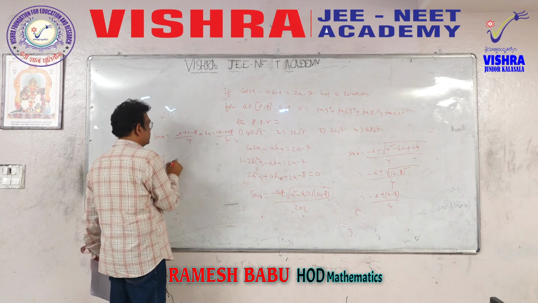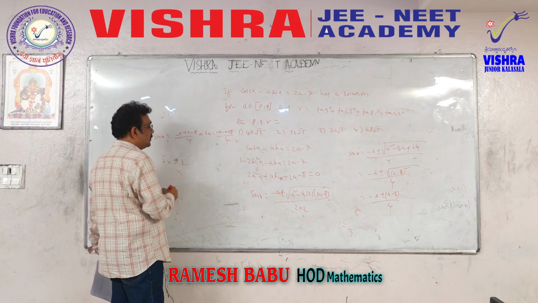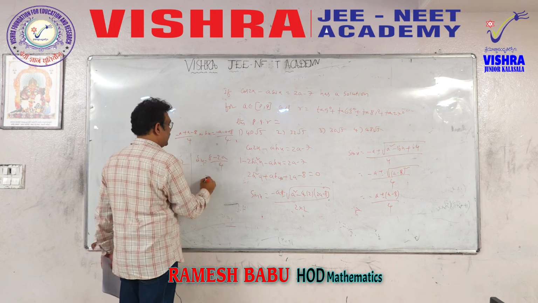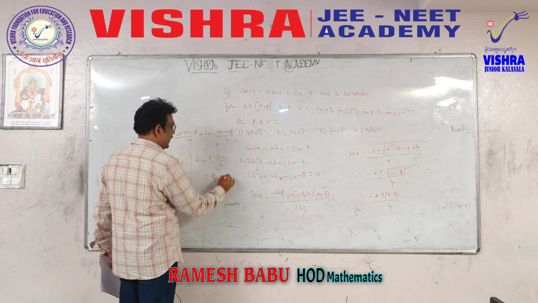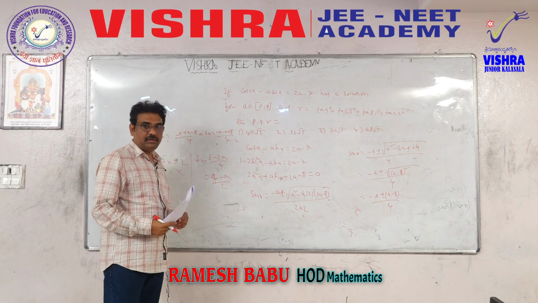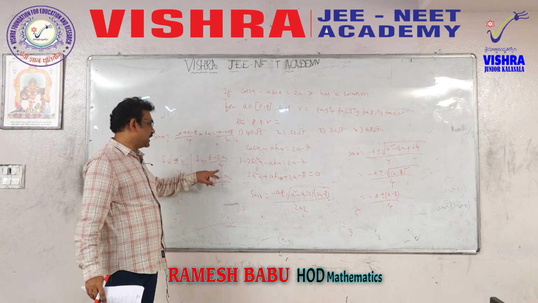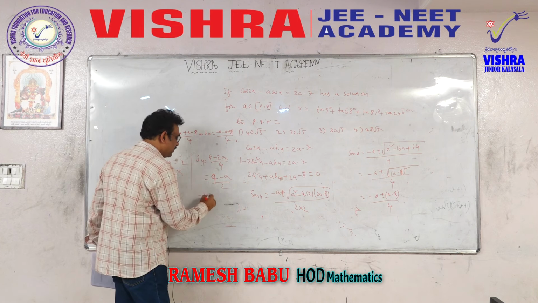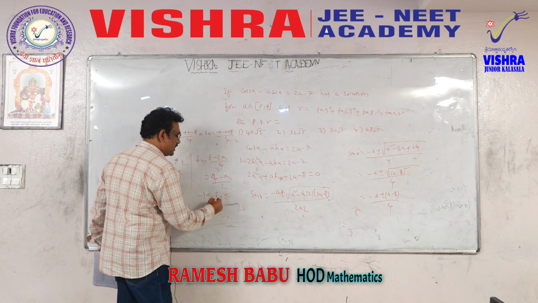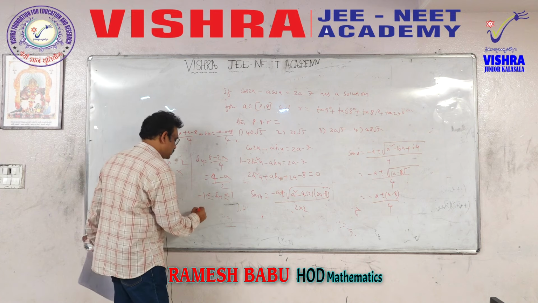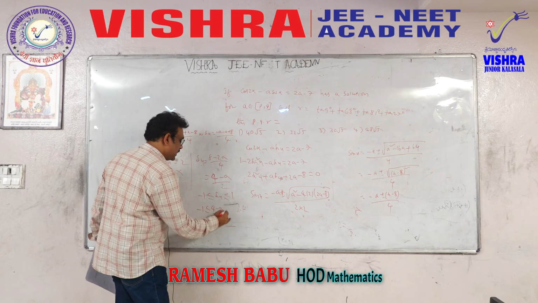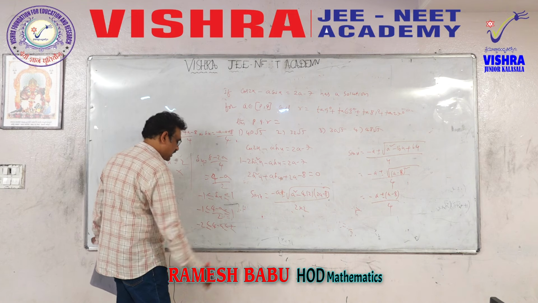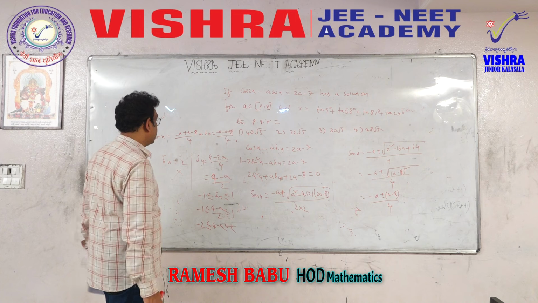So one value is sin x equal to minus 2, which is not possible. Next, sin x is equal to (8 minus 2a) by 4, that is (4 minus a) by 2. Here the maximum value of sin x is 1 and the minimum value is minus 1. Minus 1 is less than or equal to sin x is less than or equal to 1. So minus 1 is less than or equal to (4 minus a) by 2 is less than or equal to 1. So minus 2 is less than or equal to 4 minus a is less than or equal to 2.